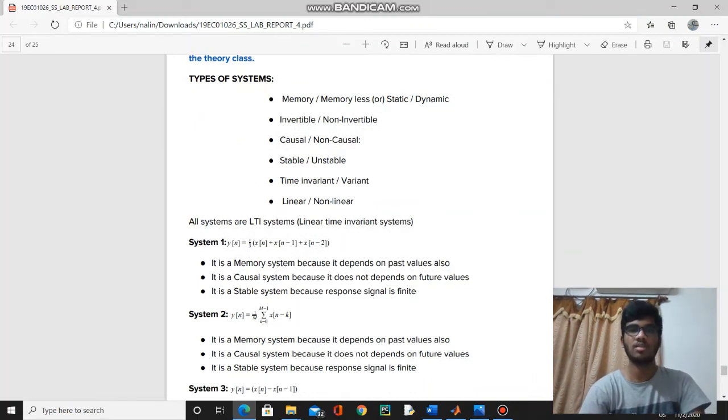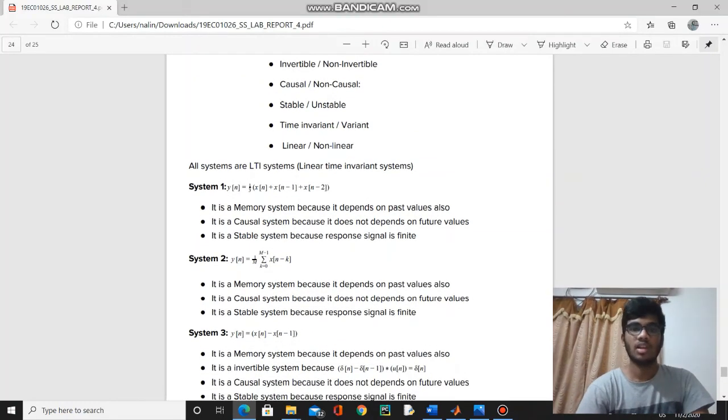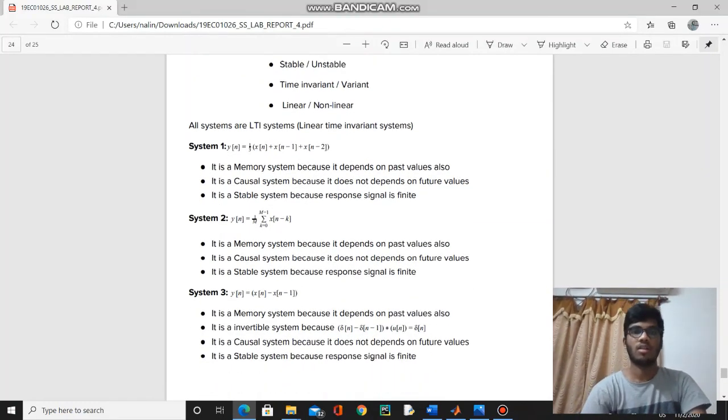Firstly, memory or memoryless. Second, invertible or non-invertible. Third, causal or non-causal. Fourth, stable or unstable. Next, time invariant or variant. Linear or non-linear. All the systems given in this experiment are LTI, that is, linear time invariant systems.